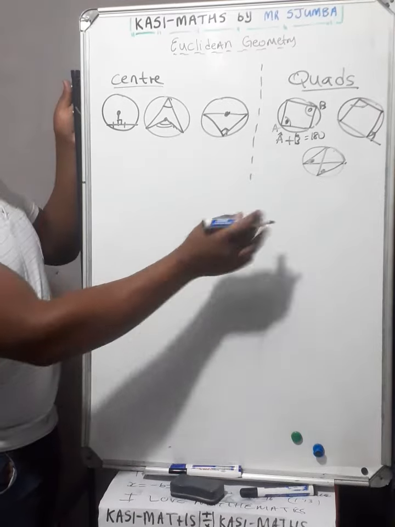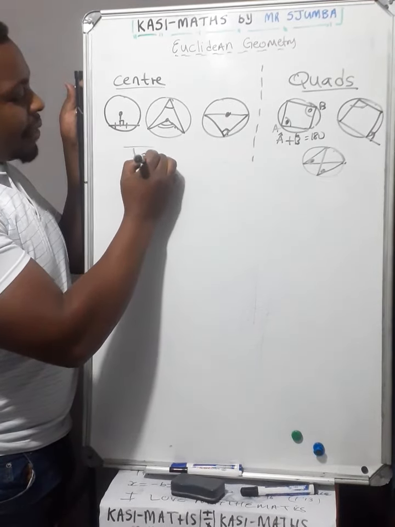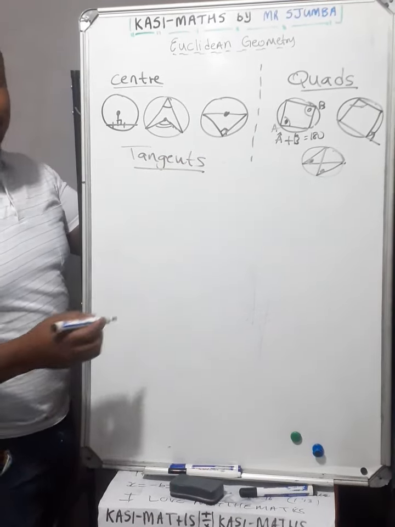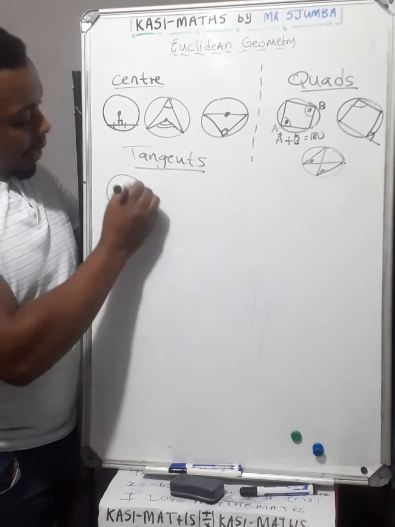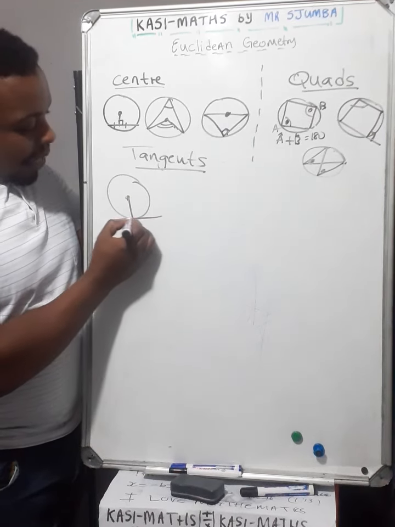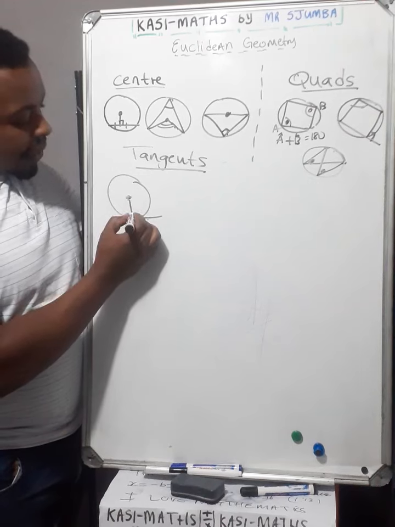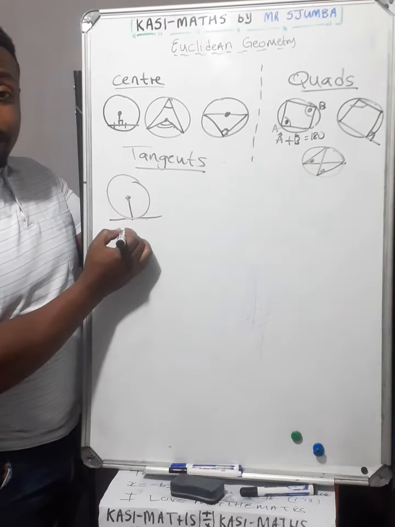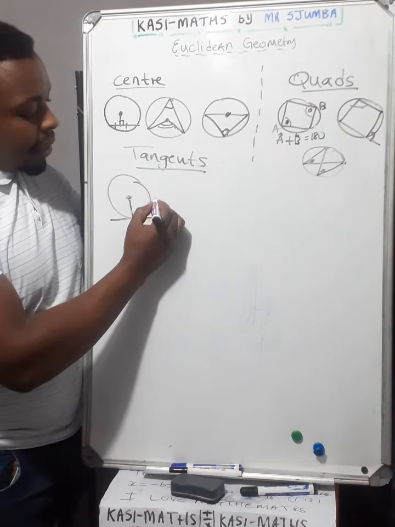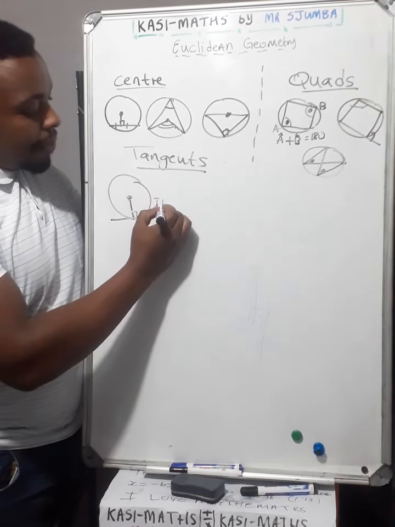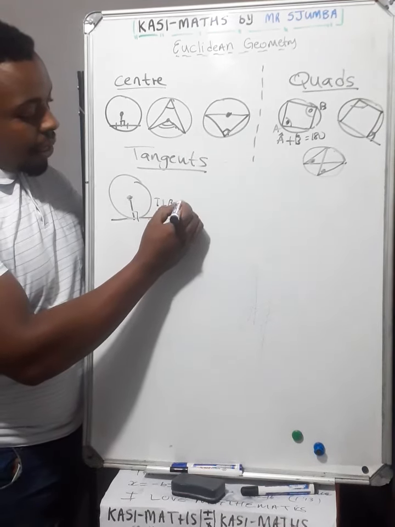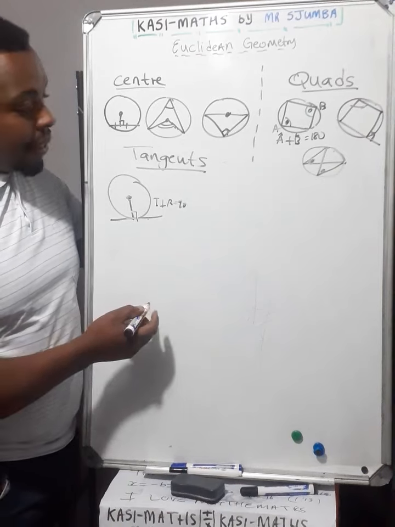Right. So then we come to tangents. With tangents, we have a theorem that says the angle between the tangent and the radius, or the diameter, is 90 degrees. So the reason here is: tangent perpendicular to the radius is equal to 90 degrees, or it's a right angle.